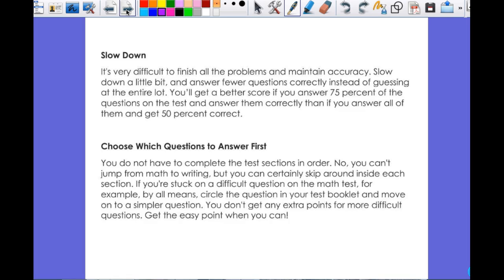Choose which questions to answer first. You don't have to complete the test sections in order. You can't jump from one section to another, like English to math or calculator to non-calculator. But of course, you can jump around in the section. If you're stuck on something, circle it and go back. But circle it so you can find it and don't spend time looking for it.